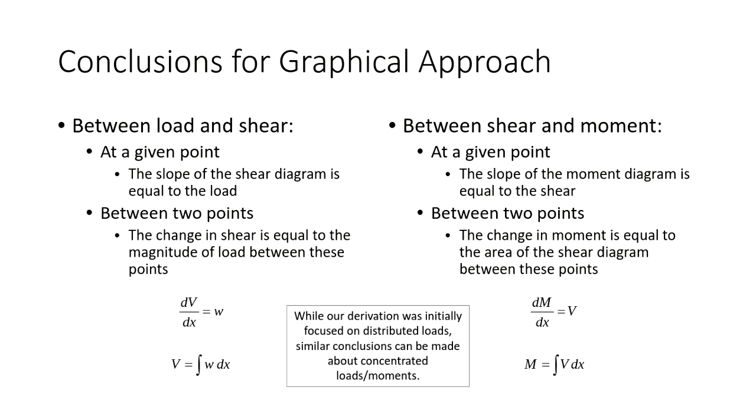And then between two points, the change in shear is equal to the magnitude of load between those two points. So, you can see at a given point and then between points. Now, between shear and moment, it's the same idea. The slope of the moment diagram is equal to the shear. The change in moment is equal to the area of the shear diagram between these two points.